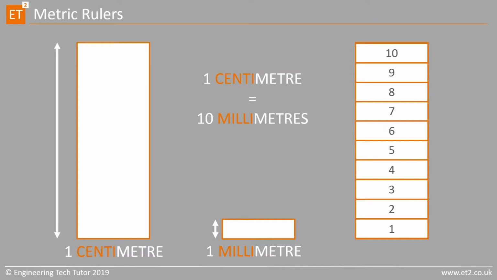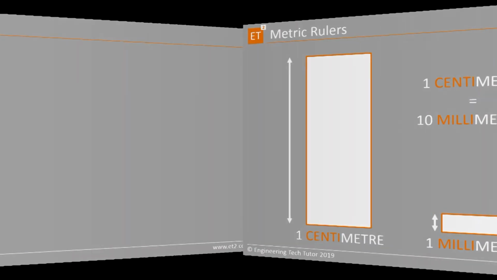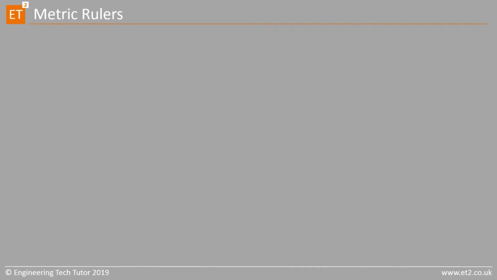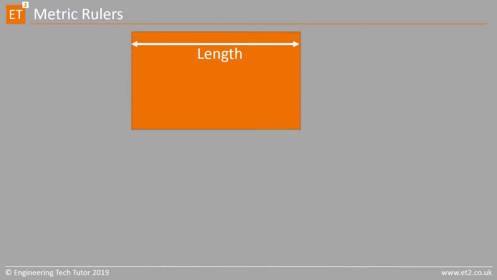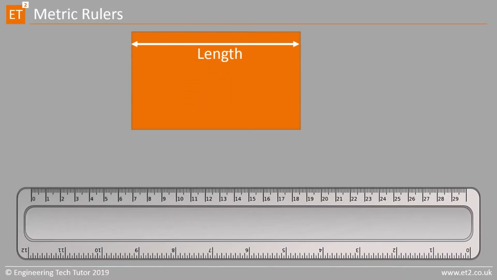In the last episode we were very lucky that all the things we measured were exactly centimetres long, but in reality that doesn't often happen. Let's take a look at this rectangle. Yet again we are interested to measure the length of this rectangle. So we take our metric ruler and we identify the 0, which indicates where we must start measuring from. The arrow is pointing at it now. It's always on the left hand side.